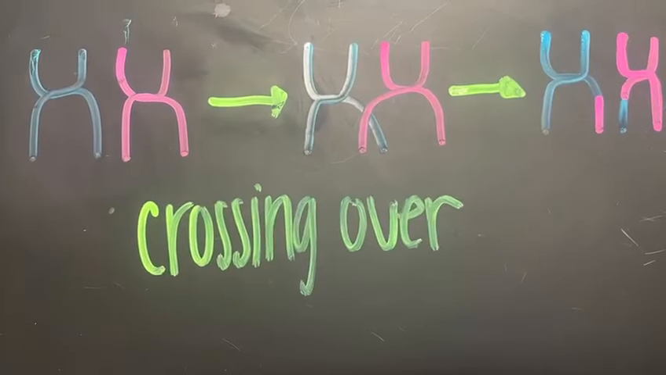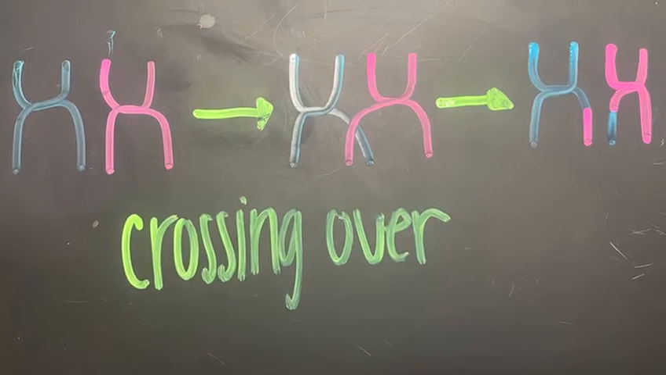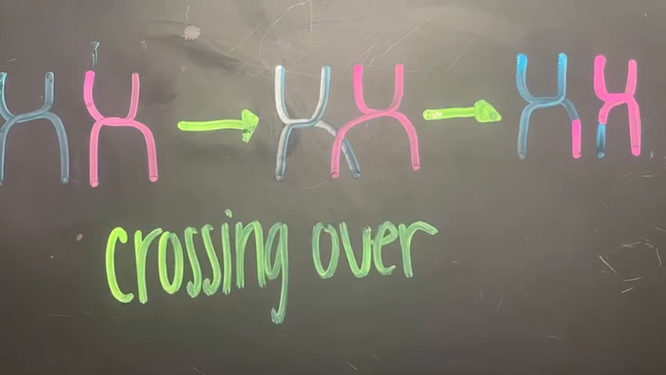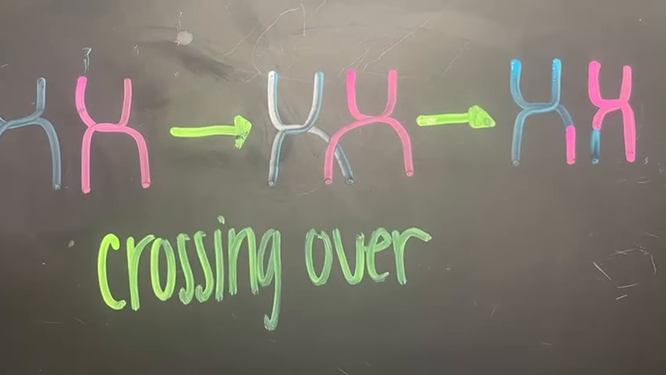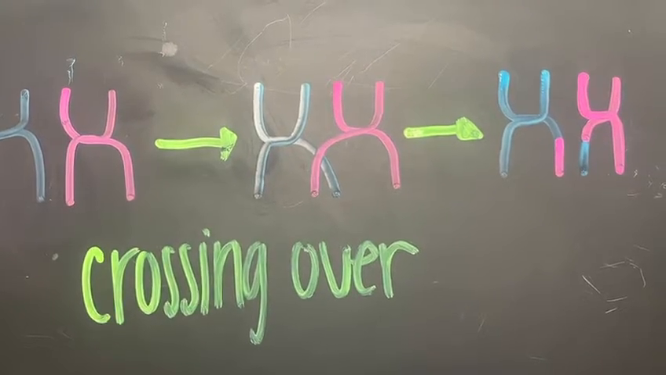Throughout synapsis, crossing over occurs, which is where they exchange parts of the chromatids and genetic material. Then genetic recombination happens, producing offspring with new combinations of traits from both parents.